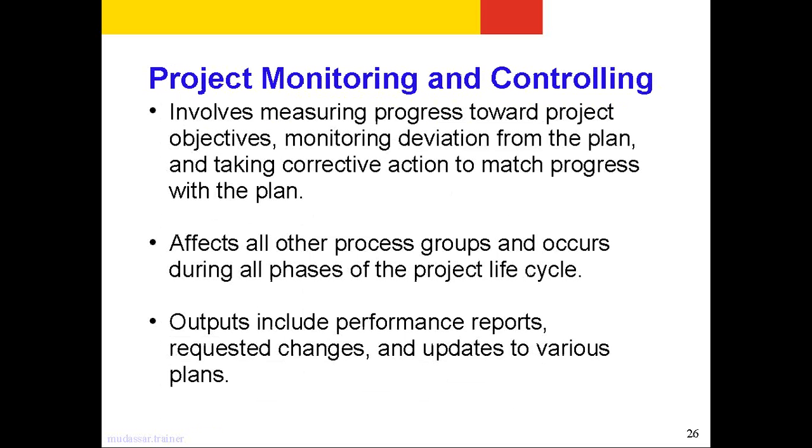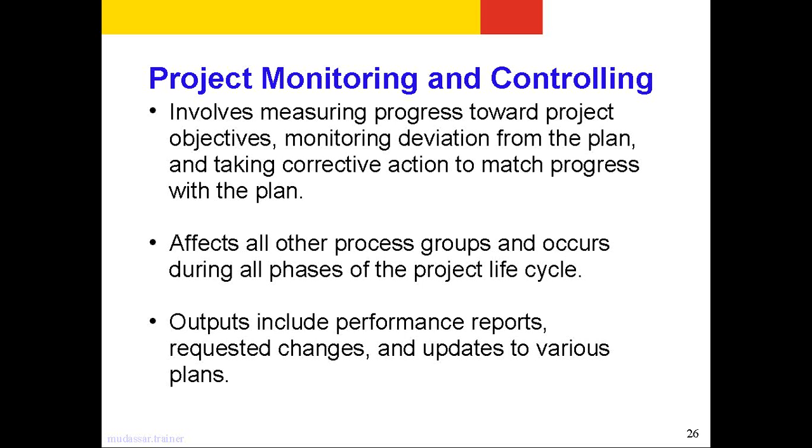Then we have the project monitoring and controlling. This involves measuring progress towards the project objectives, right? Monitoring the deviations from the plan, and then eventually taking the corrective actions to match the progress with the plan, right? It affects all the other process groups and occurs during all the phases of the project lifecycle. Outputs include performance reports, requested changes, and updates to the various plans.